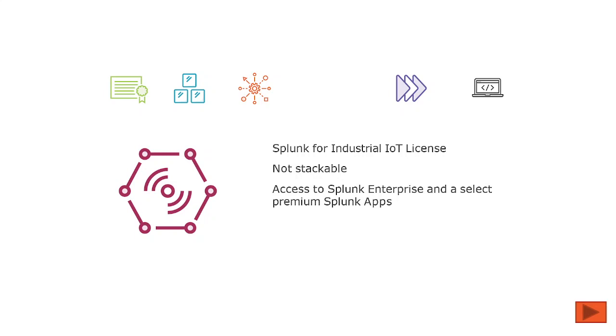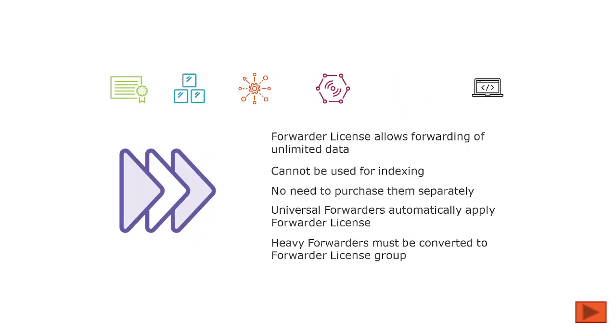Then we have some other licenses with respect to IoT, and we also have the forwarder license. You are not really getting charged for the forwarder license. As we already know, the universal forwarder's job is just to collect data and forward it to the indexers. It's just a binary that needs to be installed onto the instance acting as a universal forwarder.